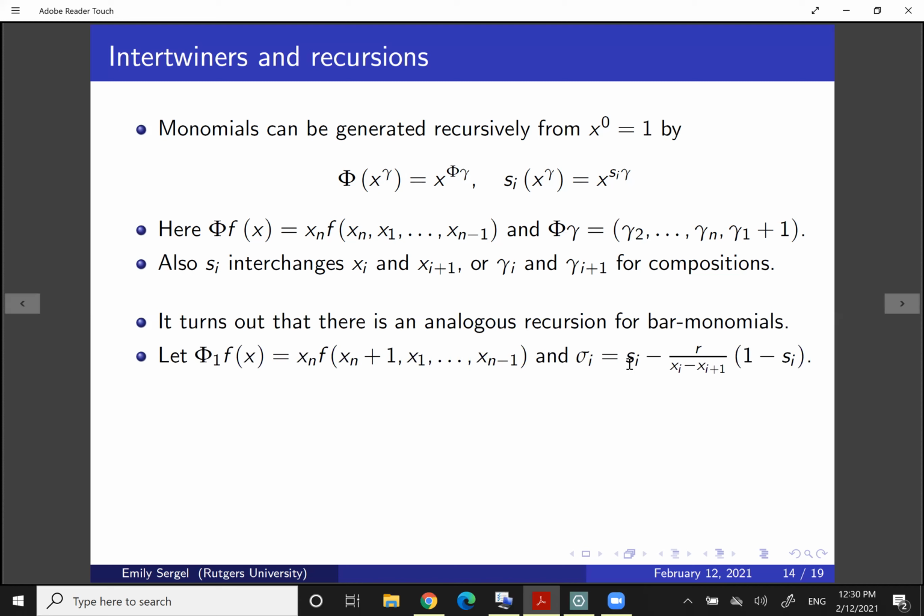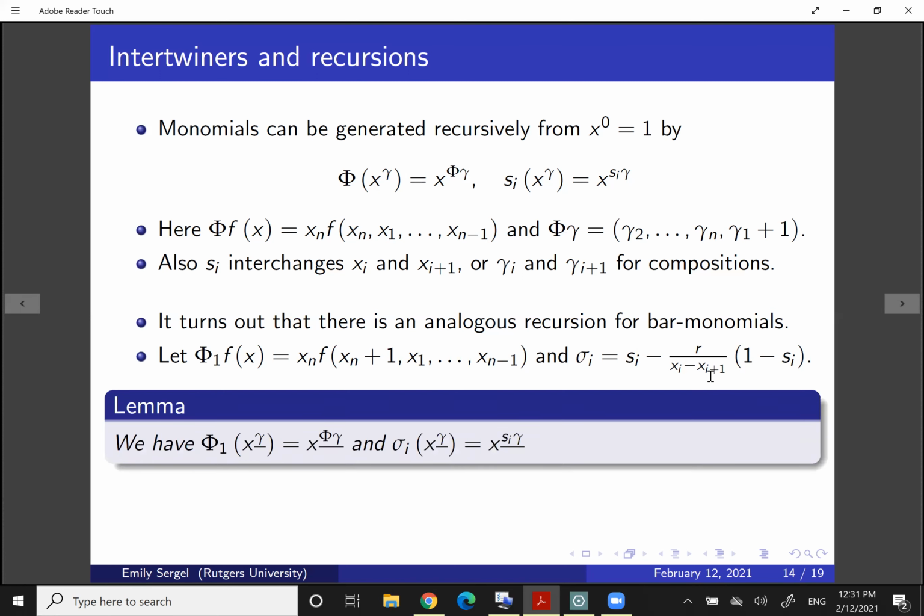And similarly, instead of just this transposition SI, I'm also going to have this other term. And this division here by xi minus xi plus 1 means that's also going to mess with my lower degree terms. It's not going to mess with my top degree term. So this is a non-homogeneous analog. And it's the correct one. These operators act on my bar monomials just the way that their homogeneous versions acted on regular monomials.